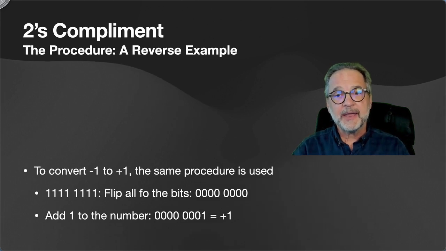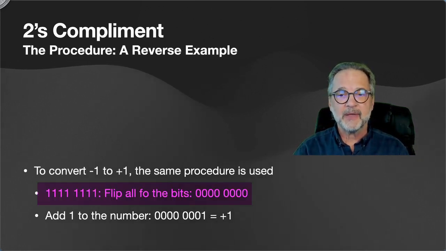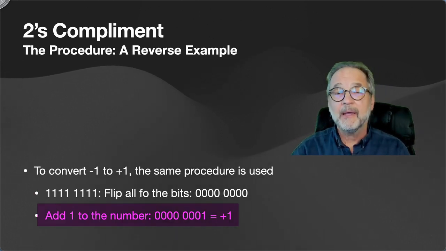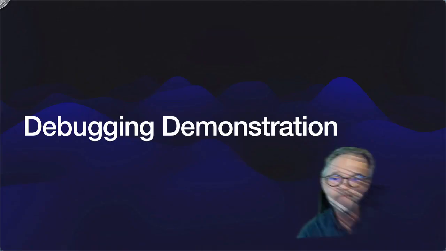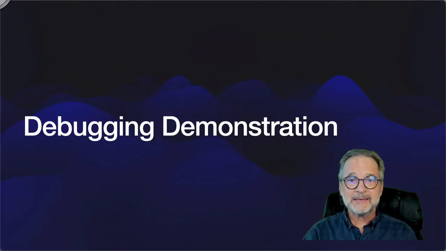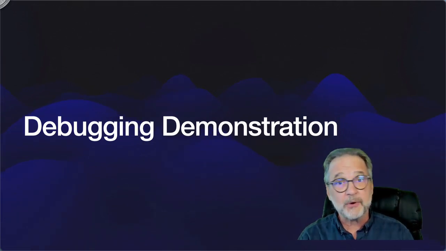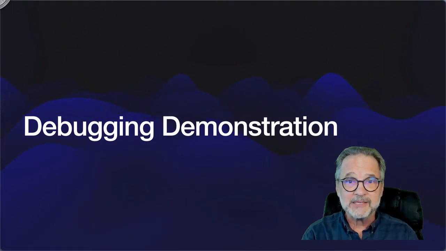To convert a negative number back to positive, you use the exact same procedure. You flip all the bits, and then you add 1 to the number. You could subtract 1 from the number and then flip all the bits, but it produces the exact same result. So let's take a look at this in actual code. You guys are going to be able to see this, and that's all we're going to do on this video. That's the procedure. So let's get to the demo.